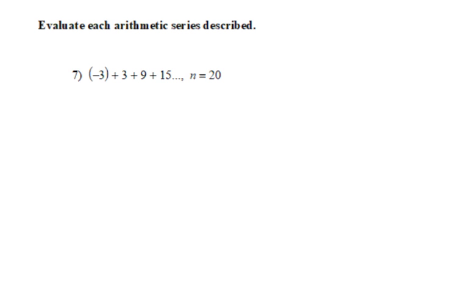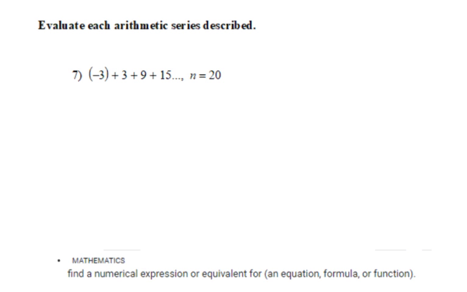For number 7, we're asked to evaluate the arithmetic series described. Okay, series being, we have plus signs now instead of commas because we are no longer looking at just each individual term, but we're looking at the collective sum or the total of those terms. And when it says evaluate, we've got to know what that means.